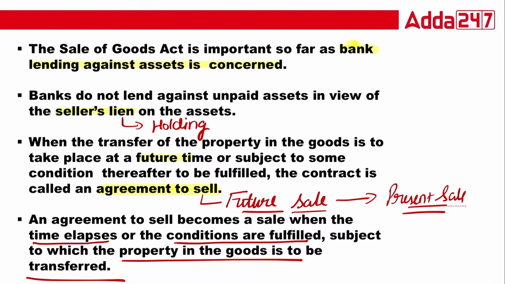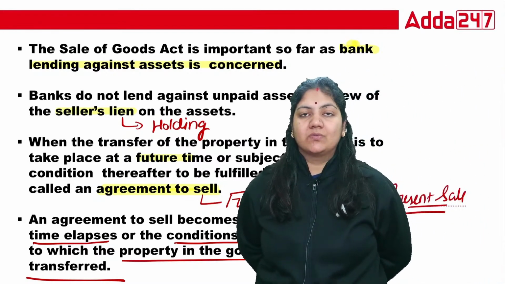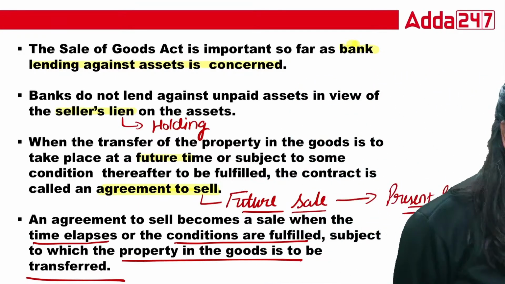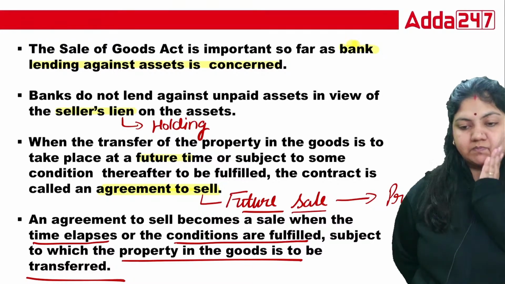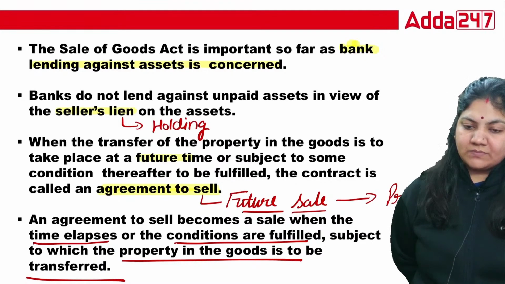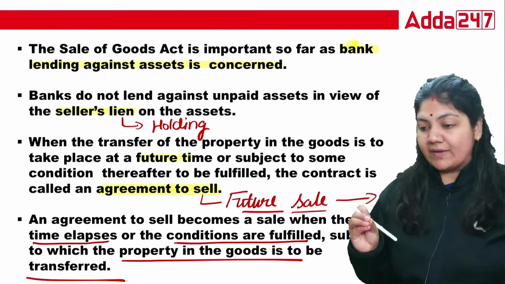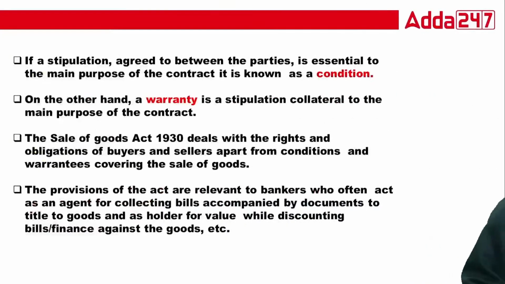So this is called what? The sale. So the future sale is converted into the present sale. Important point. See, class, important point. Done? Okay. So this is very much important. So in the Sale of Goods Act, we have two sales, that is a present sale and the future sale.